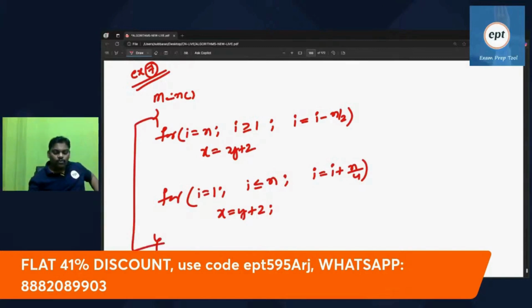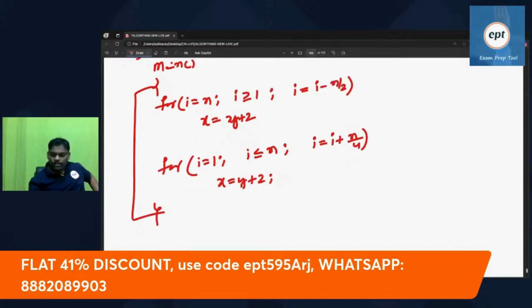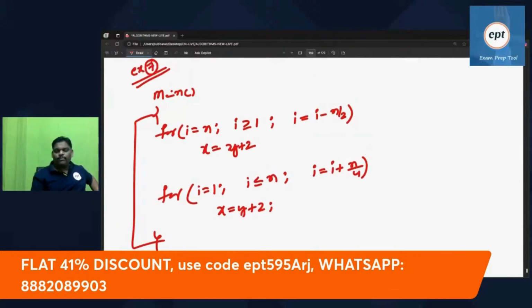I is equal to n, i greater than or equal to 1, i is equal to i minus n by 2. I is equal to 1, i less than or equal to n, i is equal to i plus n by 4. Can you try once? What is the answer of this? Let's see how many people will do.